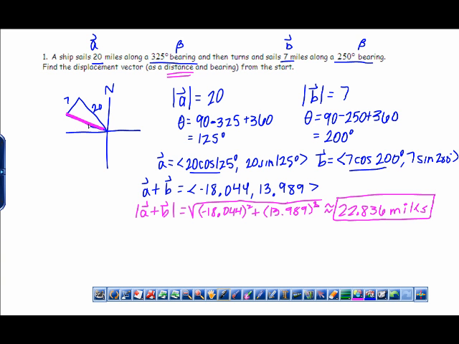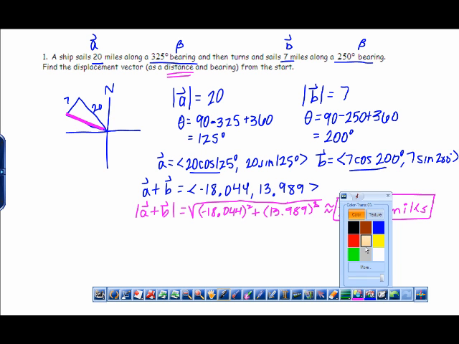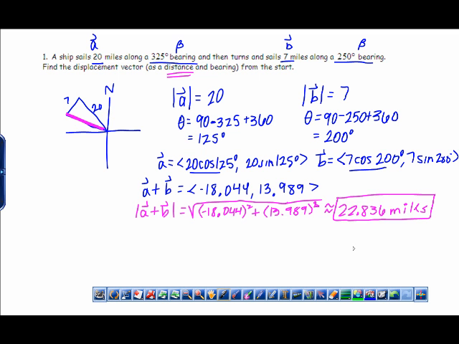And finding the angle really isn't too bad either. It's going to take just a little bit more work, though. So let me go ahead and show you what we've got here. Now, we know that we were in this quadrant, okay?